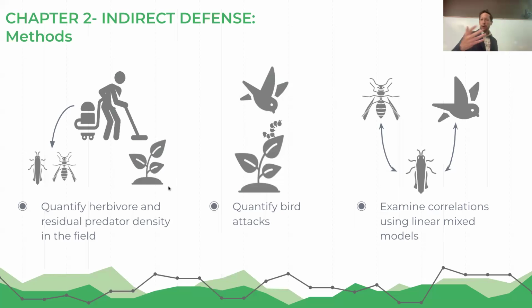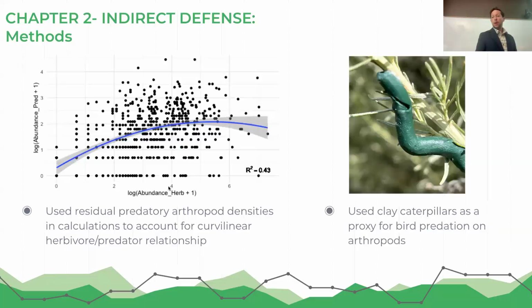To do this, we followed a similar pattern. We quantified herbivore and residual predator density in the field, so we vacuumed the plants, and then this time we added predators to the mix. To address bird attacks, or predation from birds, we used a clay caterpillar model that I'll describe in the next slide. After we did this, we examined correlations between herbivore densities and predatory arthropod densities, as well as herbivore densities and bird attacks.